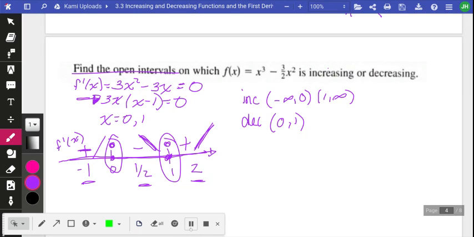If you put this in your graphing calculator and look at a graph, it looks something like this. This is at 0, and this is at 1. So it is increasing from negative infinity out to the input 0. You're talking about just x values. And then from the x value 0 to the x value 1, it's decreasing. And then from the x value 1 on and on, it's increasing. So you can sketch that if you want and look at that.